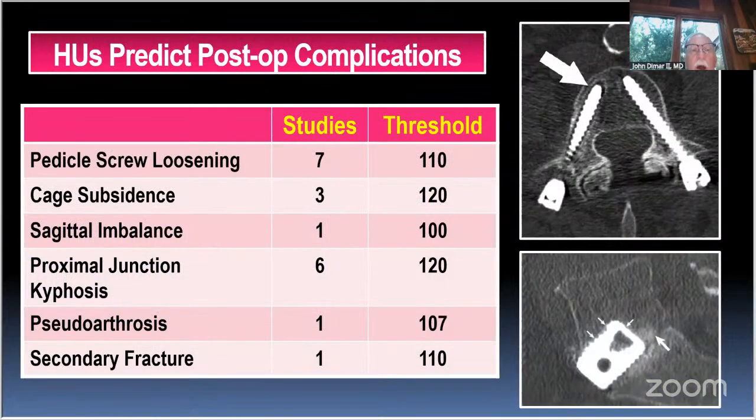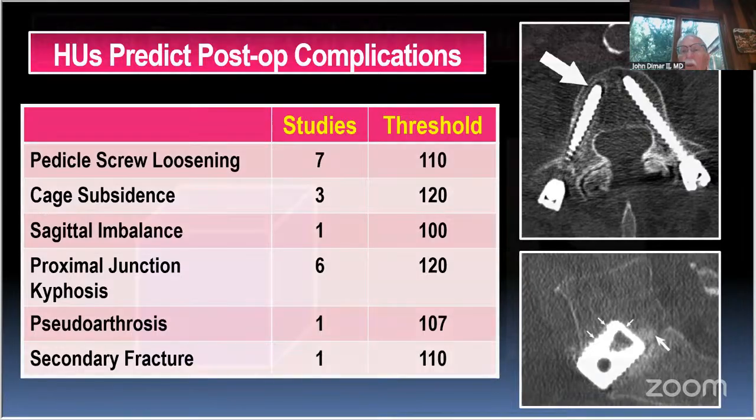When you look at all the complications and summarize, you can see pedicle screw loosening, cage subsidence, total disc subsidence, and sagittal imbalance, because they get little micro end plate fractures and a little bit of segmental kyphosis at every single vertebra, and you get a round back. PJK is the bane of all of us that operate on adult spinal deformity. You get pseudoarthroses and secondary fractures, as you can see on the right here.